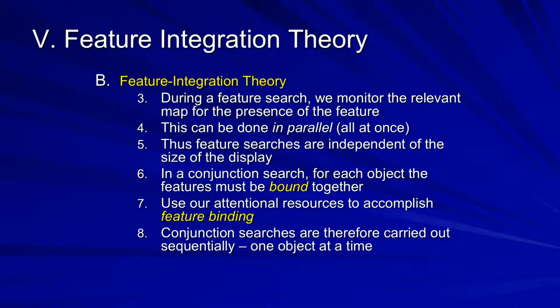And so in a conjunction search, for each object, the features have to be bound together. So for example, if we're looking for an orange G amongst orange Q's and red G's, we can't just find the orange thing. We have to look at each orange thing and then decide if it's a Q or a G. And so we do that by feature binding. So conjunction searches are therefore carried out sequentially, one object at a time.